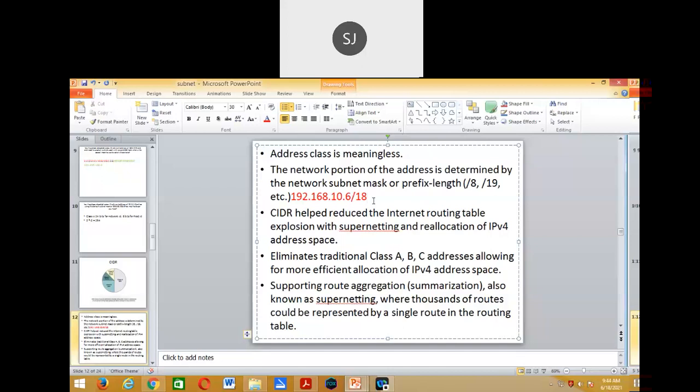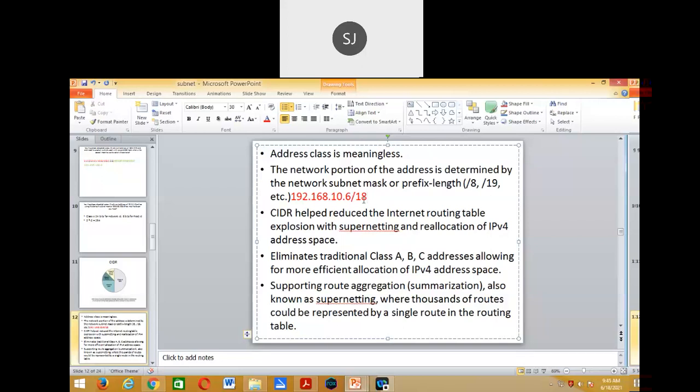So when 18 bits are used for network ID, then remaining bits, how many? 32 minus 18, the remaining 14 bits are used for host ID. Correct? Is it clear? It is very, very important to understand these things.